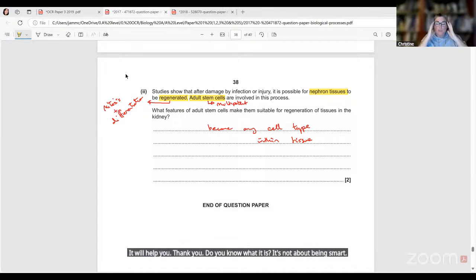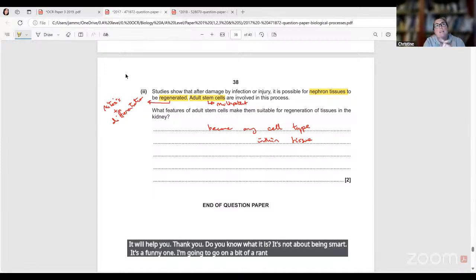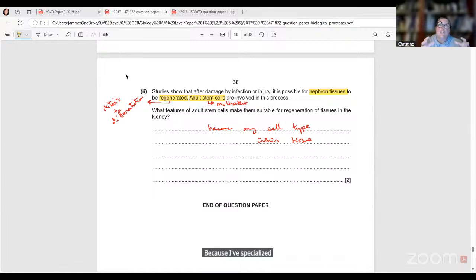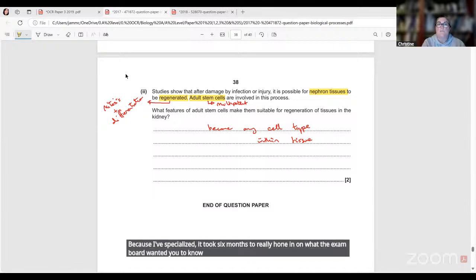It's not about being smart. It's a funny one, I'm going to go on a bit of a rant on this one. It's not about being smart. It's about the fact that I have specialized. I would say I'm an expert on OCR because I've specialized. I took 6 months to really hone in on what the exam board wanted you to know to build my YouTube channel. Now I literally live OCR in and out with all the clients and students that I work with. I do teach the other exam boards and I have to adapt to their questions, but I know OCR and I know what they're looking for.